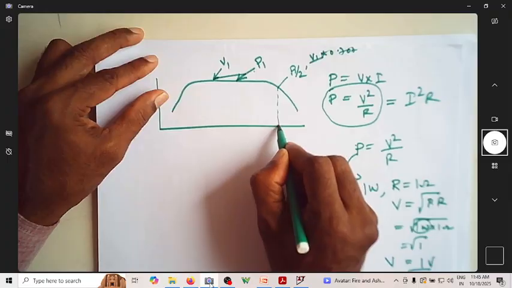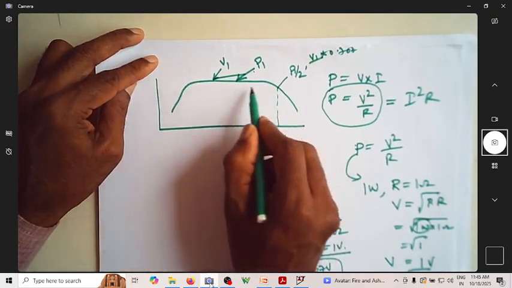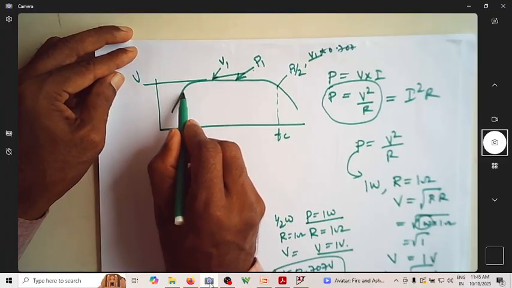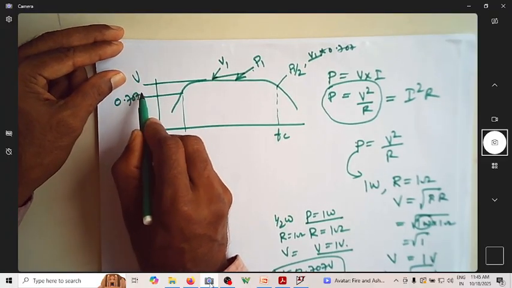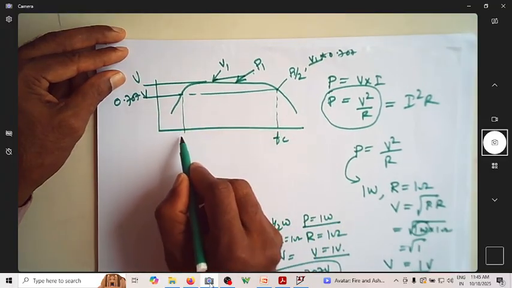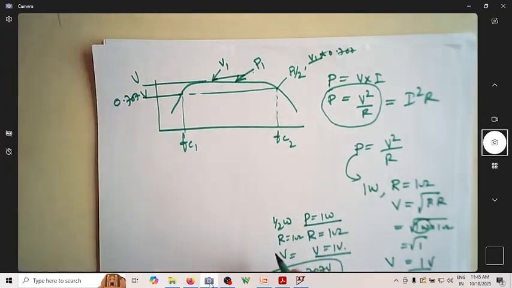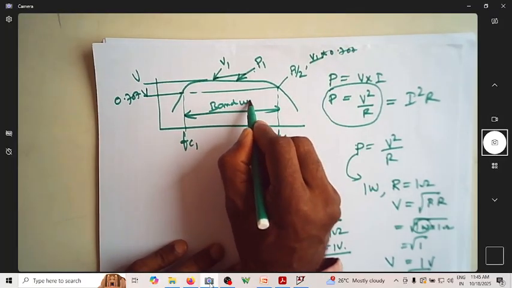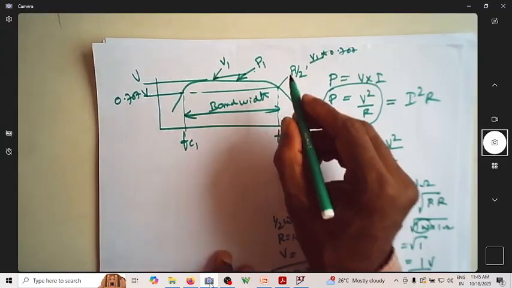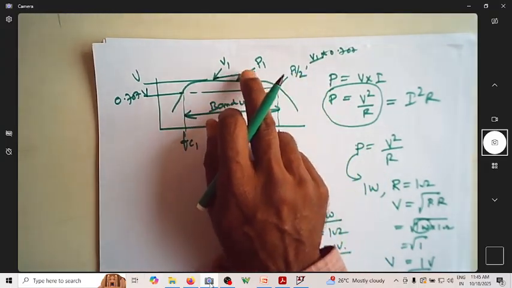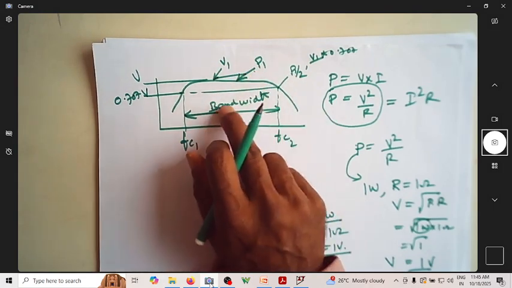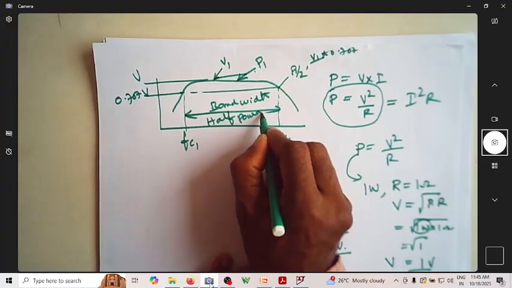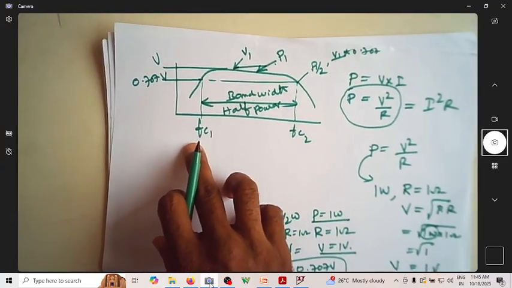So this is one of my cutoff frequencies. Try to find the similar point here, where if this is V, this is 0.707 V. These two are the points corresponding to fc1 and fc2. So this bandwidth corresponds to the half power points compared to the maximum power. That's why this bandwidth is called the half power bandwidth. So how do you find fc1?